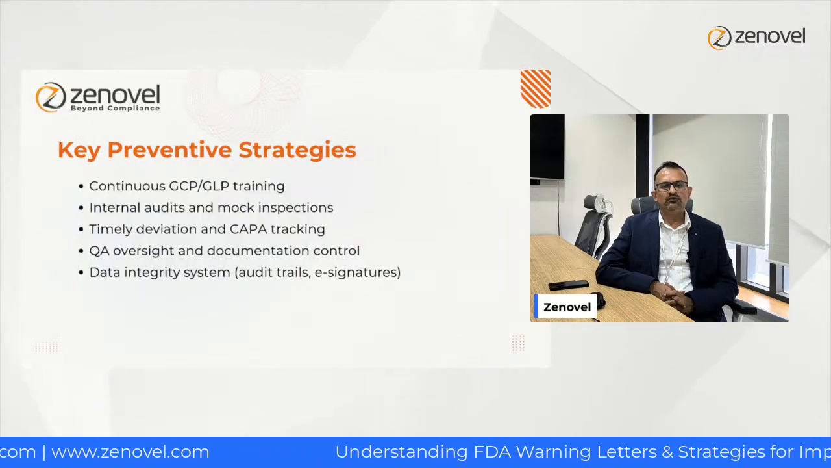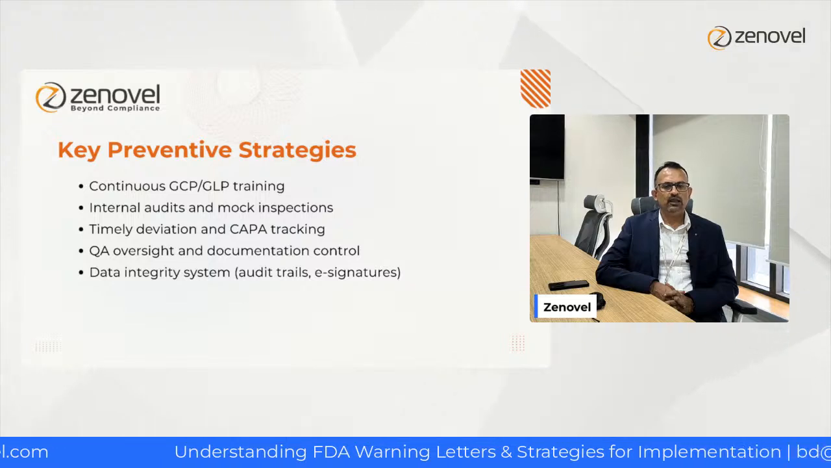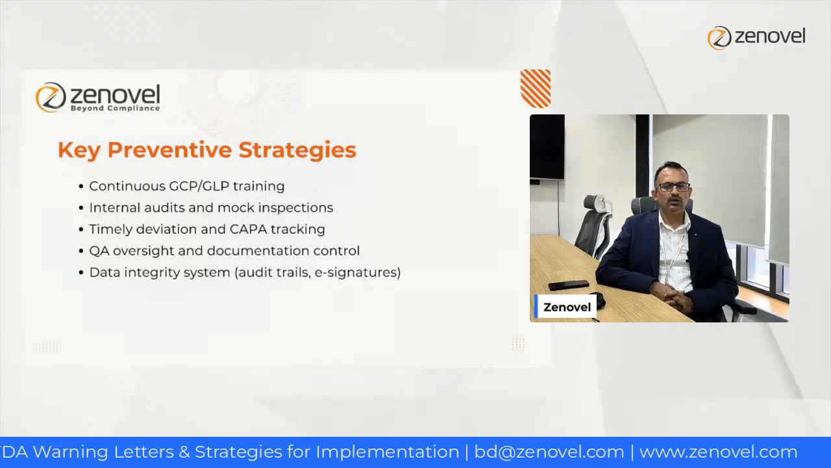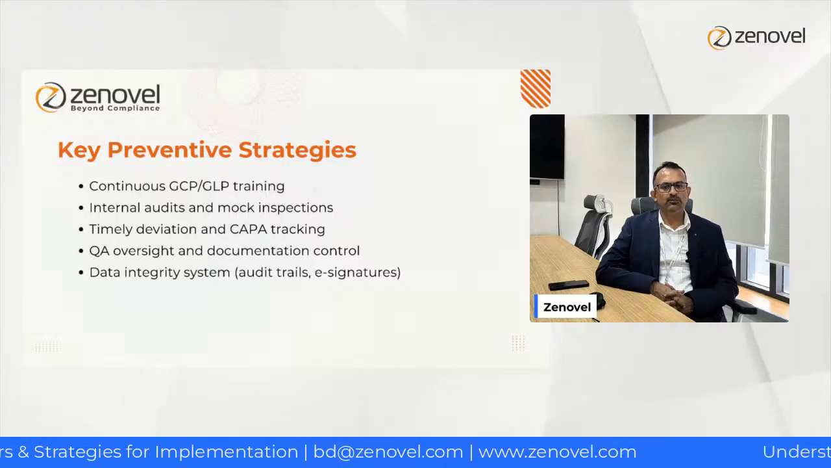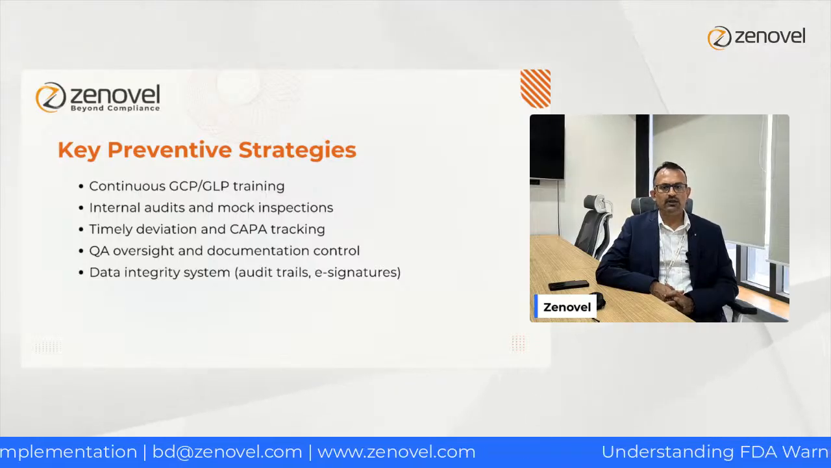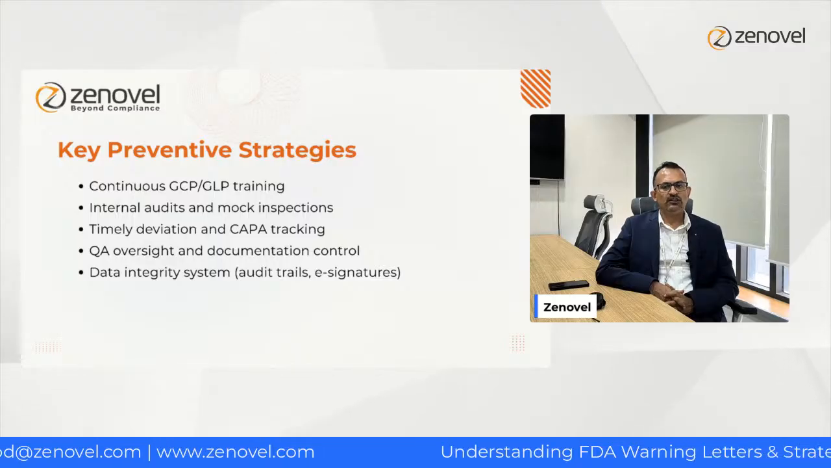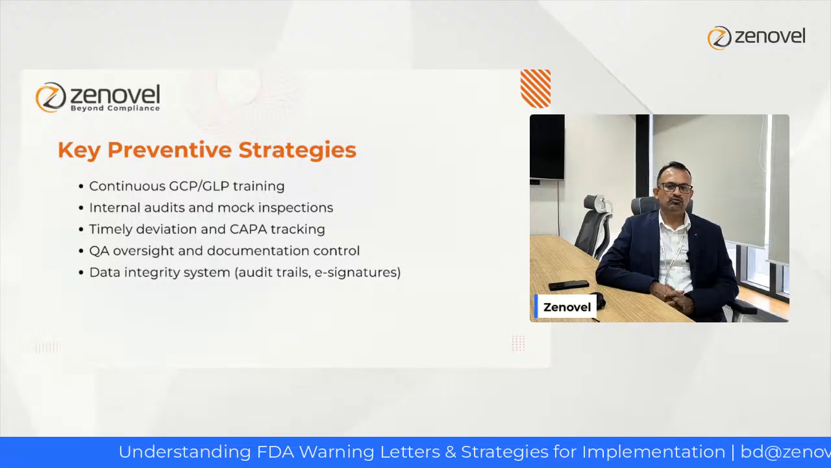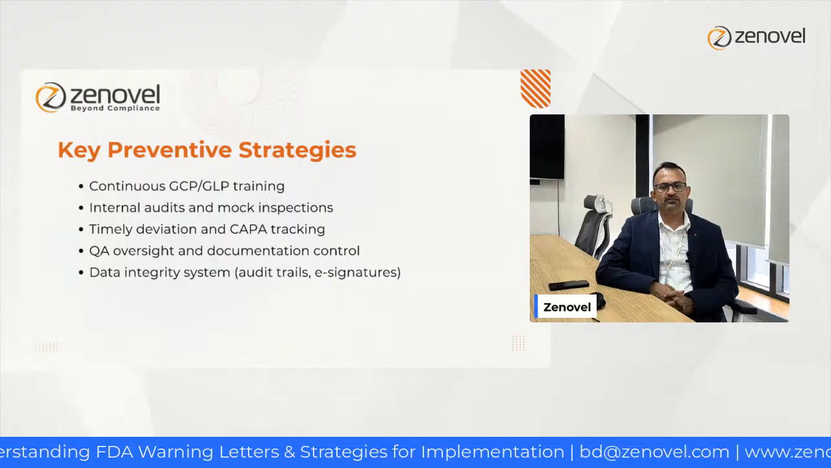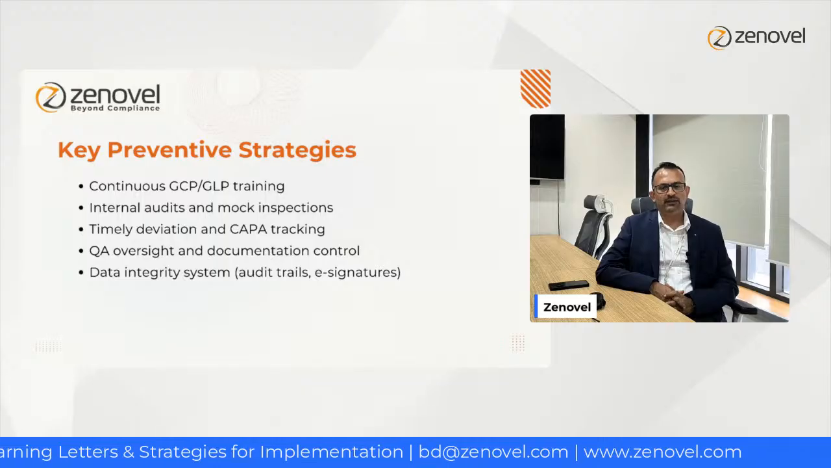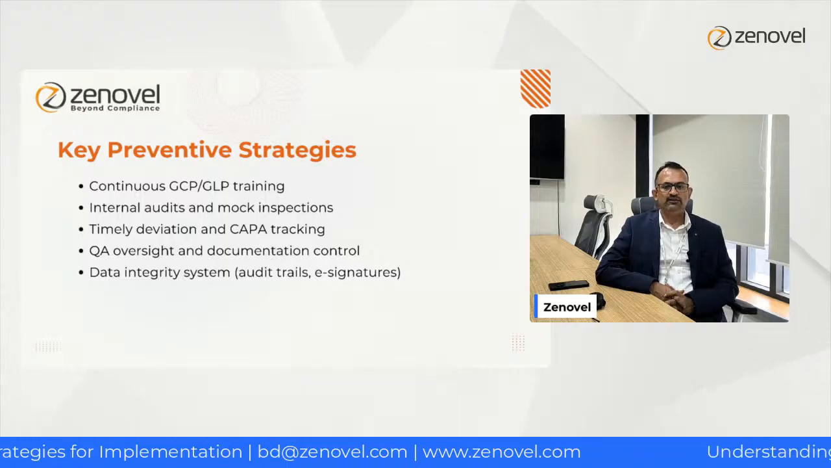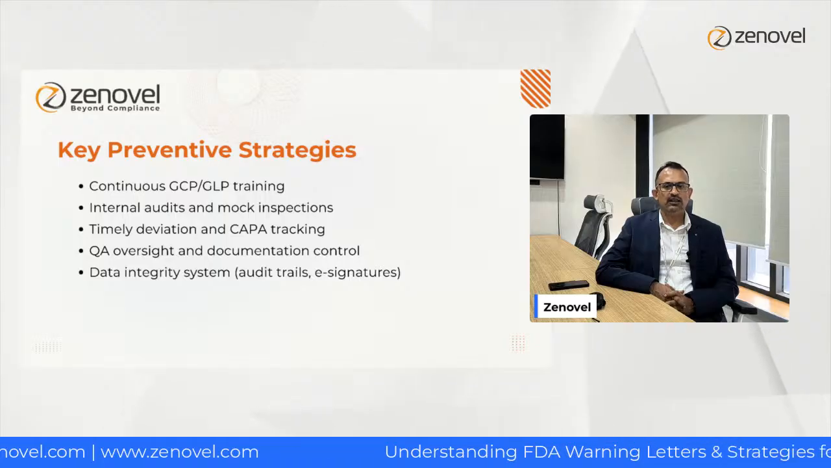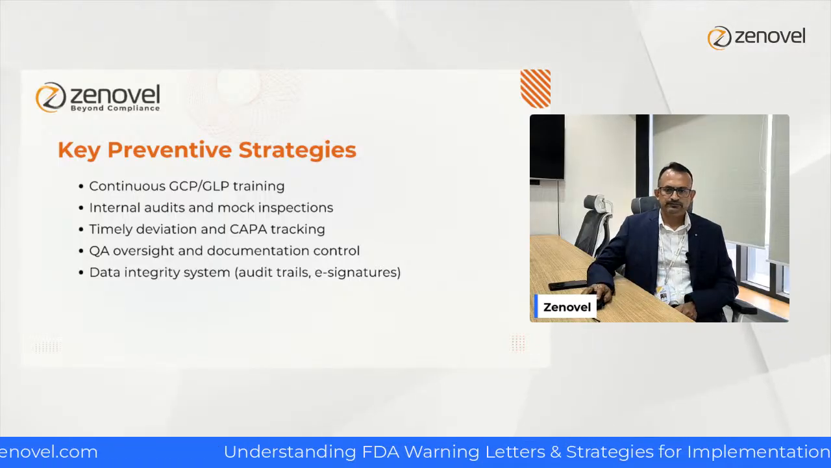So what are the key preventive strategies to avoid the FDA observations? For that, it is required to have continuous GCP, GLP, and GMP trainings, internal audits and mock inspections, timely deviation and CAPA tracking. So there should be a tracker for the deviation and CAPA throughout the facility. QA oversight and documentation control, and data integrity systems like audit trails and e-signatures.